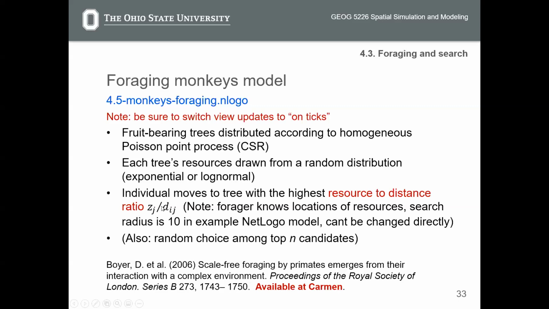So this ratio can be calculated. If you don't know where resources are within the radius and you don't know the amount of bananas on each tree, then you cannot calculate this ratio, right? Then you cannot decide where to go. So the forager knows the locations of resources within the radius, and the radius is 10.